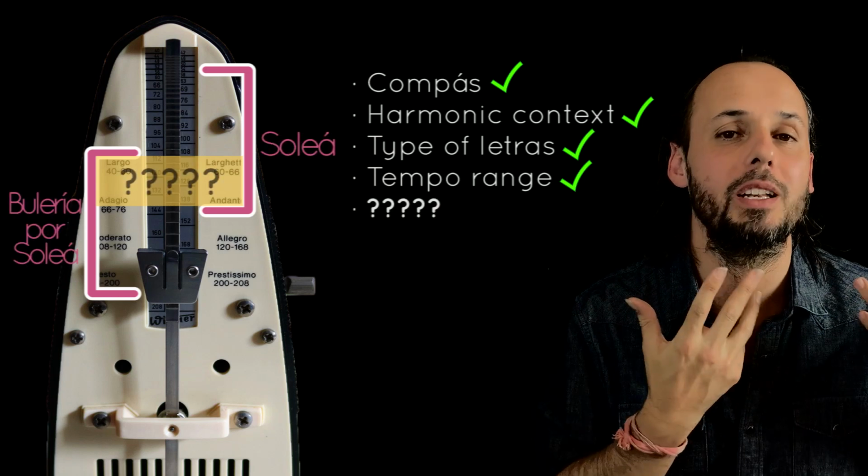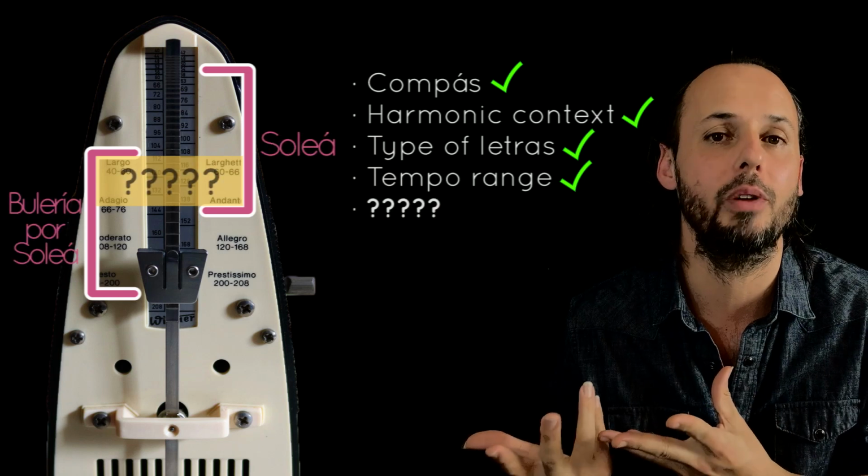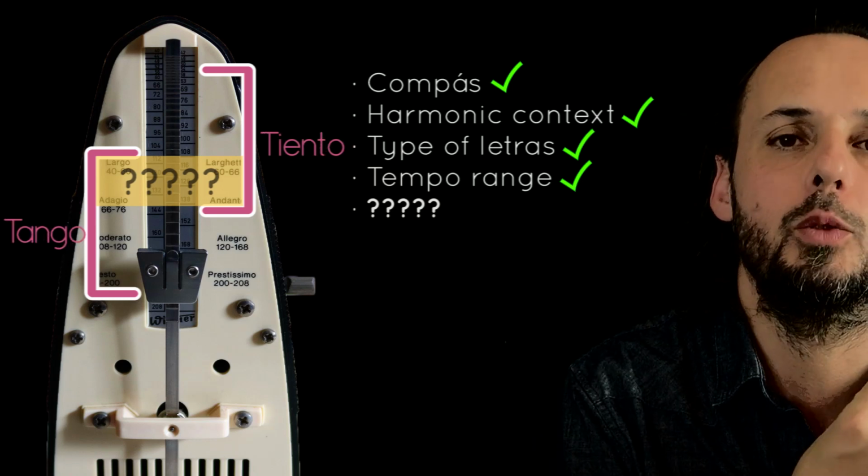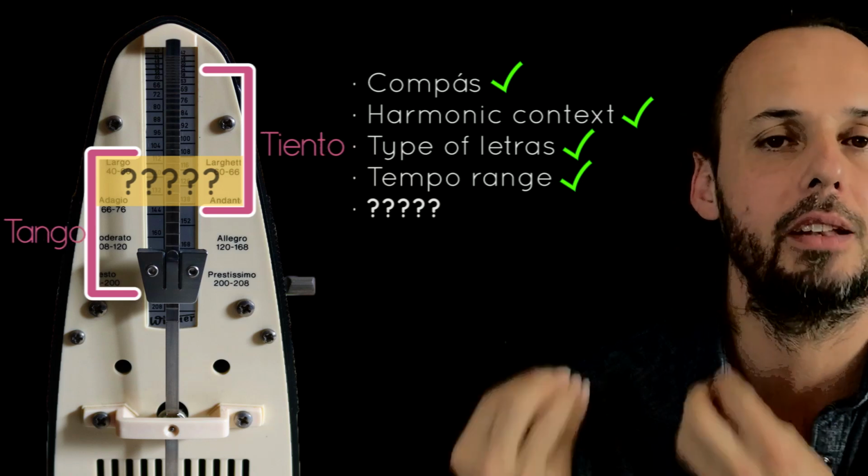What is the difference between a fast soleá and a slow bulería por soleá? What is the difference between a fast tiento and a slow tango? Definitely not the tempo, because this is a parameter that is far too variable. But before telling you what is the real difference, let's see what the variation of the tempo within the same palo depends on.